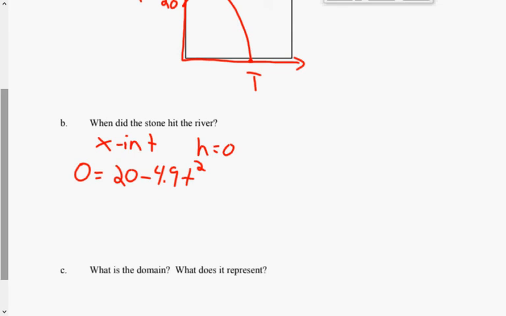Okay. So to do that, I bring the 20 over to the other side through subtracting it. And then I got to divide by negative 4.9.